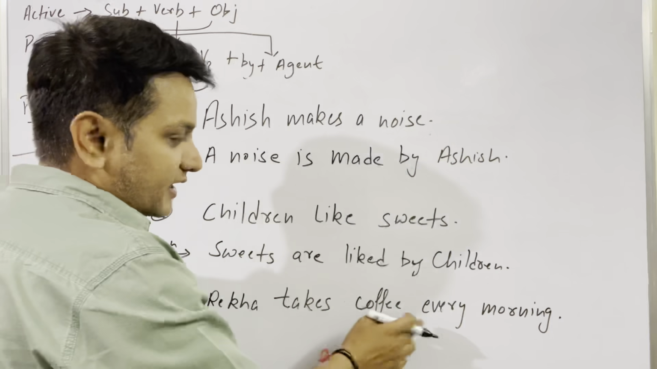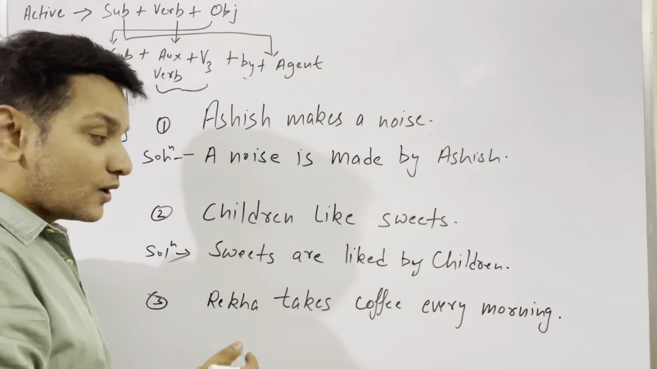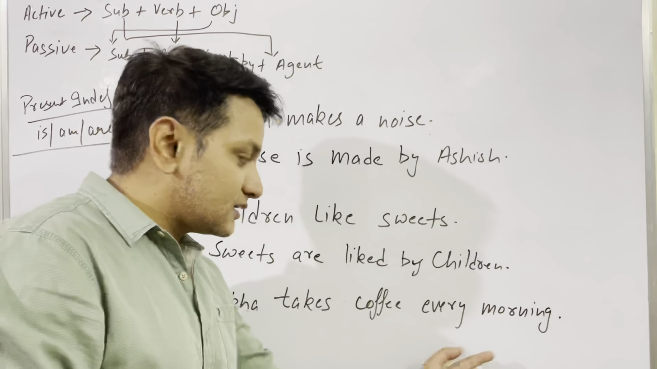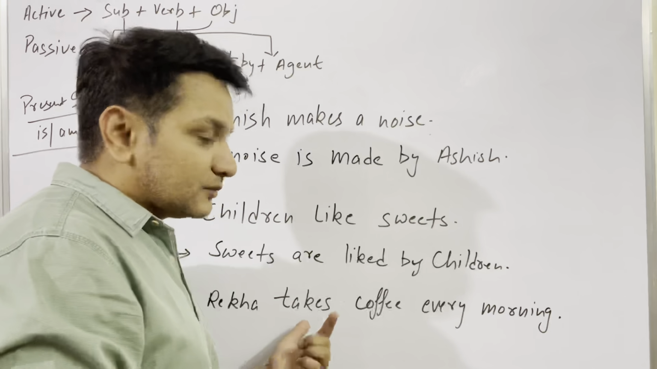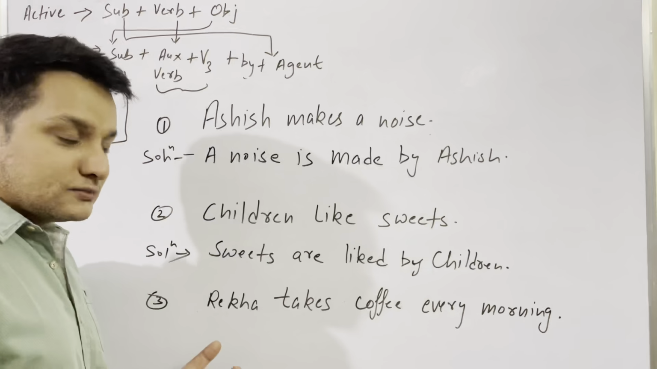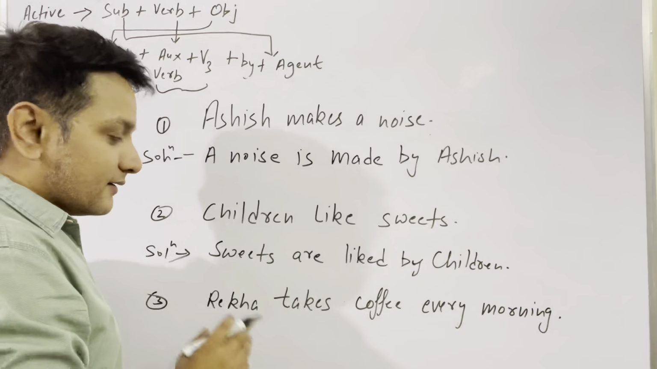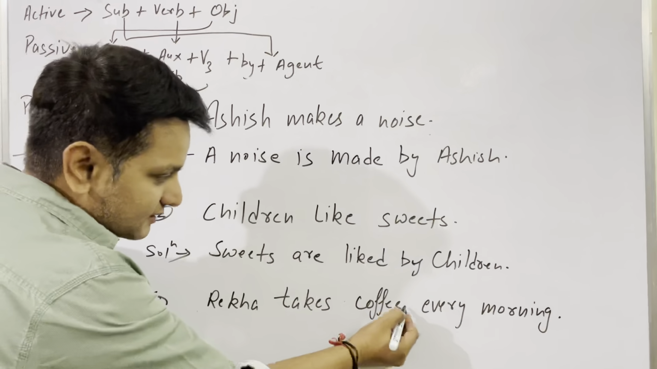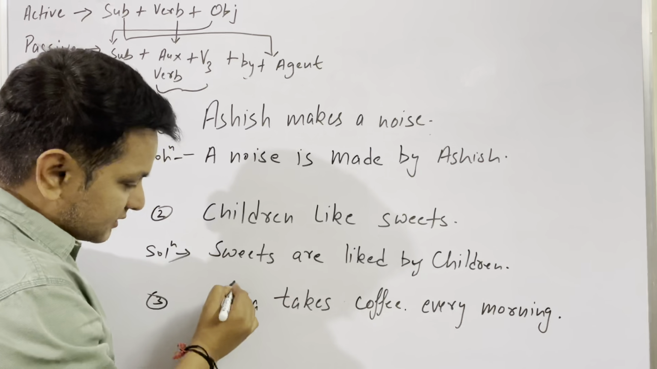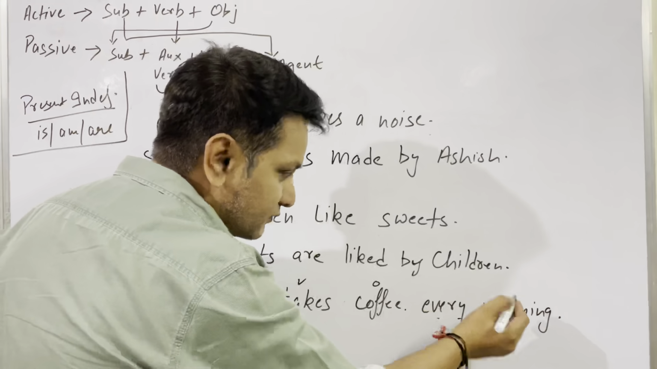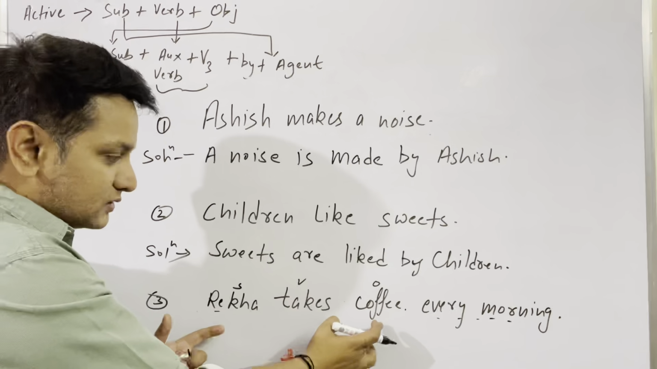Next one, which is a tricky one. Rekha takes coffee every morning. Now, which is the object? You might be thinking that coffee every morning, or every morning, is the object. So, do we write something like, every morning, coffee is taken? No. Actually, the sentence is till here only. Subject, verb, and object. This is an extra one. So, we do not use this. We'll be actually using this only.